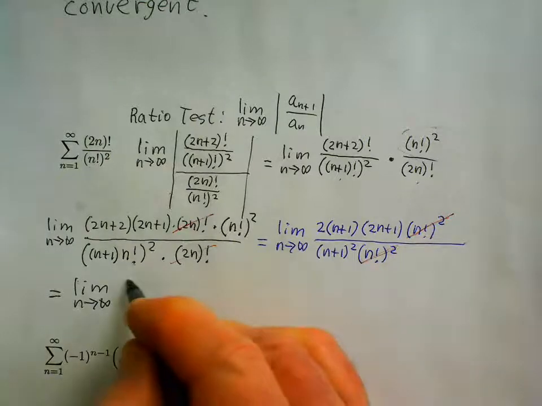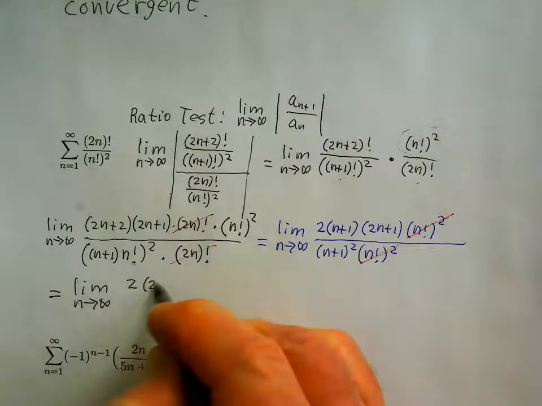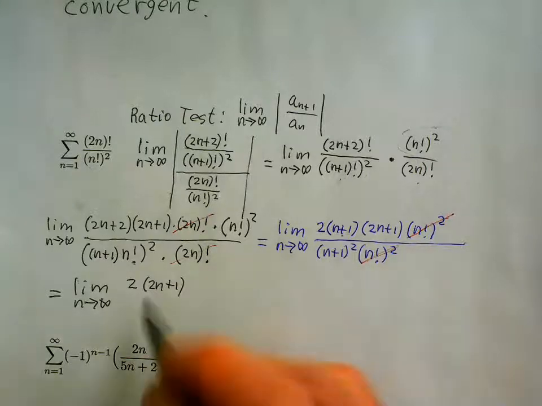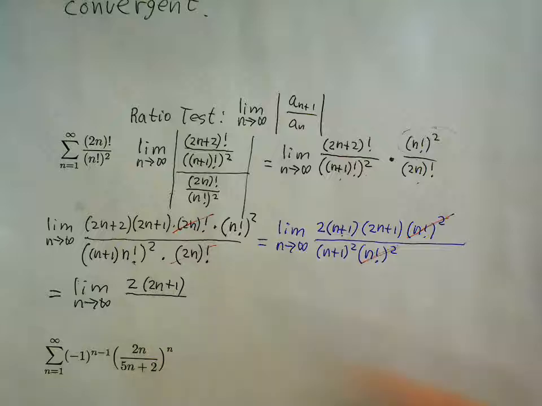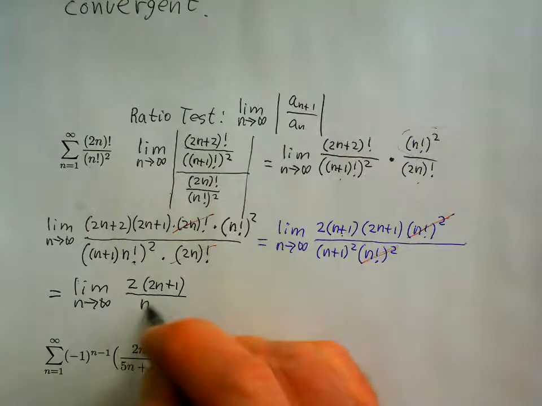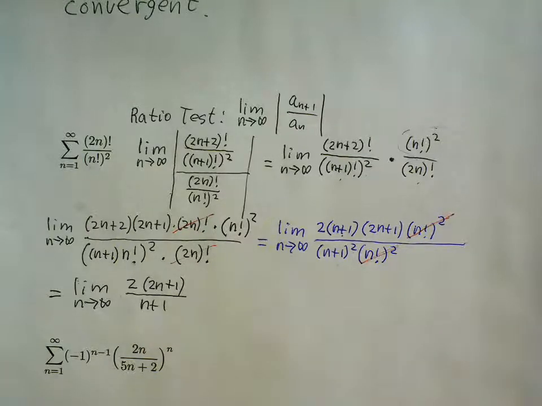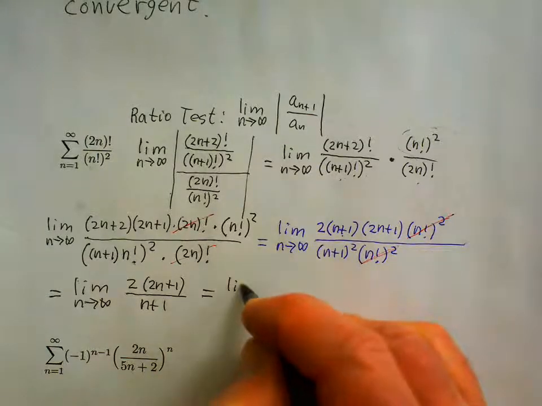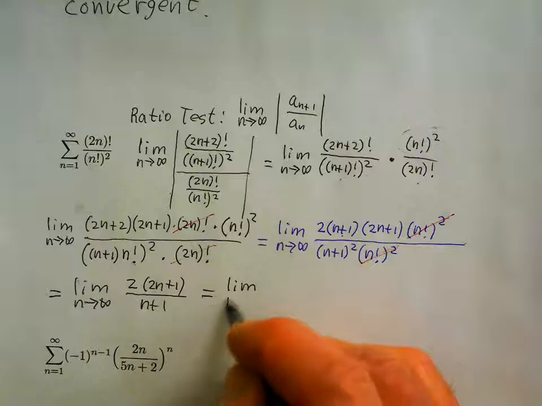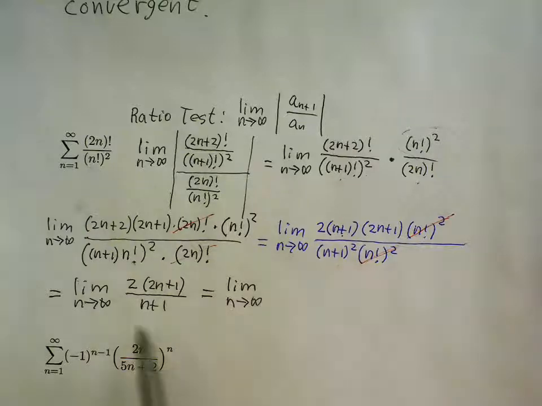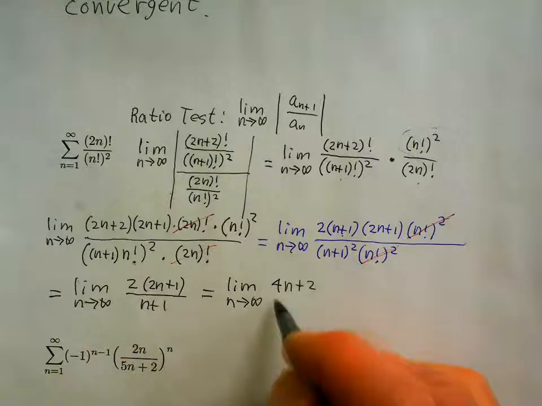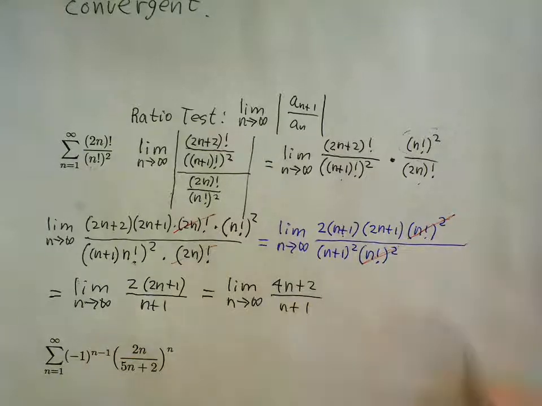All right, so we'll get 2 times 2n plus 1 after this n plus 1 factorial is canceled. And then we just have one factor of n plus 1 in the denominator. And we're about ready to compute this limit. So in the numerator, we have 4n plus 2. In the denominator, n plus 1. And we know how to compute this limit.